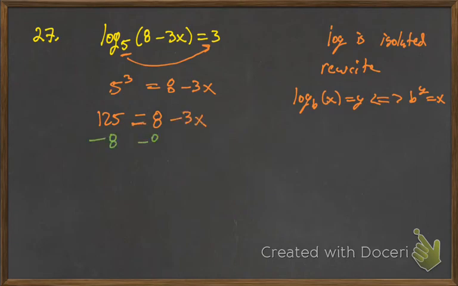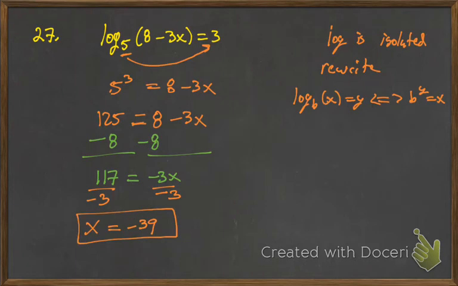We'll subtract 8 from both sides. We'll have 117 is equal to negative 3x, and then we'll divide both sides by negative 3, and we'll get negative 39 is equal to x. Usually we check to make sure that the argument is not negative when we plug it into the log. So when we plug it in, we'll have 8 minus 3 times negative 39, and so it's going to be positive, so the log's going to be okay with it. Remember, the log's a happy creature, doesn't like being fed anything that's not positive.